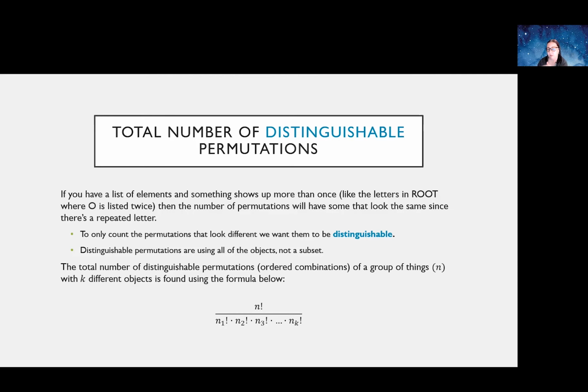So we've got this formula where you've got the factorial on top, and then we're dividing by factorials on the bottom, grouped by the number of things that are different. In the word root, we have 3 different letters, so we're dividing by the factorial for R, the factorial for O, and the factorial for T. The number in each factorial is how many times that letter appears. It will make much more sense when you see this.